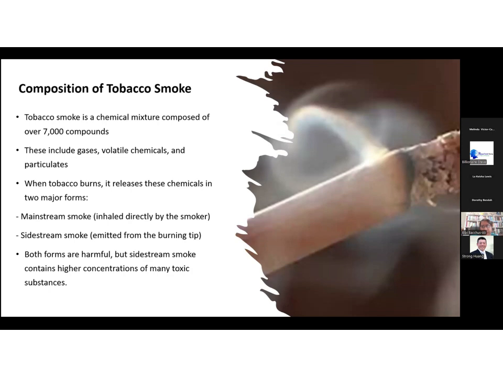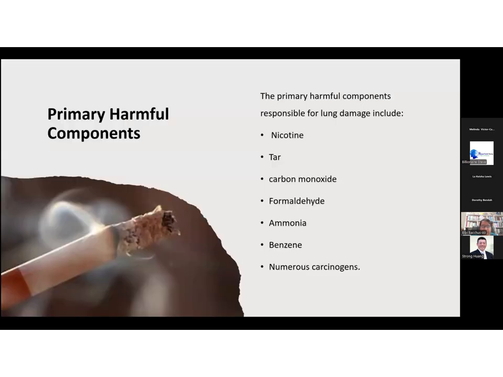Now, looking at the composition of tobacco smoke. Tobacco smoke is basically a mixture of several chemicals, and it consists of over 7,000 compounds. This includes gases, volatile chemicals, and particulates. So when tobacco burns, it releases these chemicals in two major forms, either as mainstream smoke, which is inhaled directly by the smoker, or via side stream smoke or secondhand smoke, which is emitted from the burning tip. Both forms are harmful, but side stream smoke contains a higher concentration of many toxic substances.